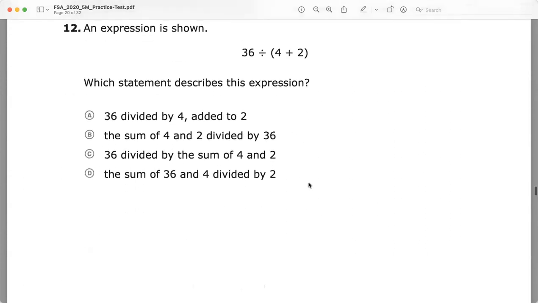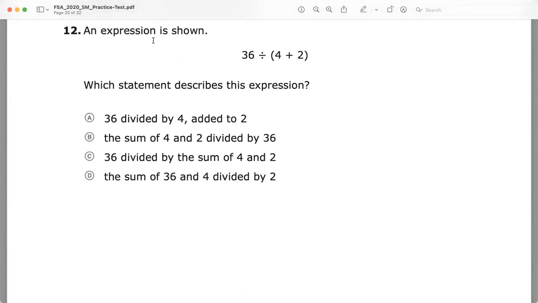All right. So an expression is shown. An expression is just a math sentence that doesn't have an equal sign. It's not equal to anything. So which statement describes this expression? We have 36 and then a divided sign. So 36 divided by, that's either going to be A or C. It's not B or D. 36 divided by 4 plus 2.